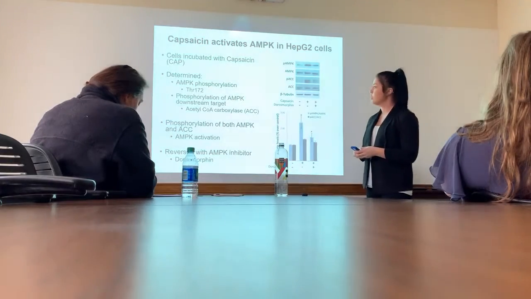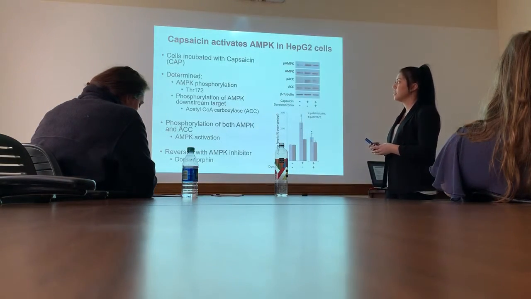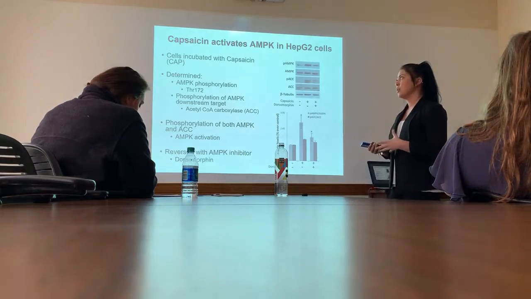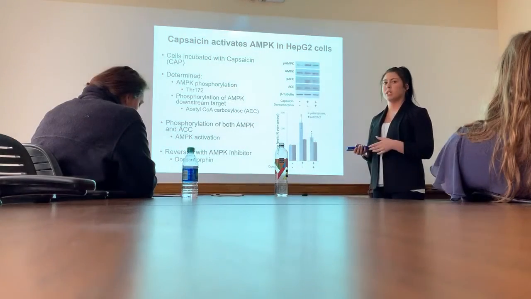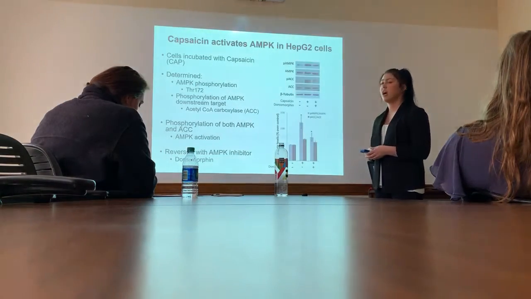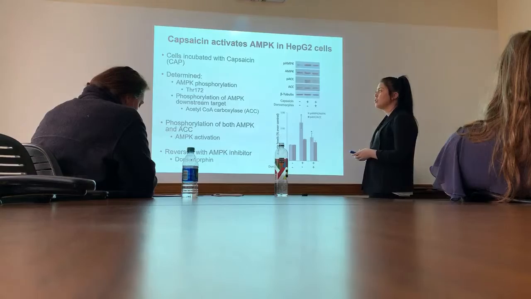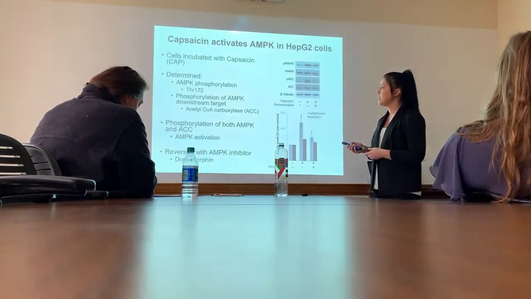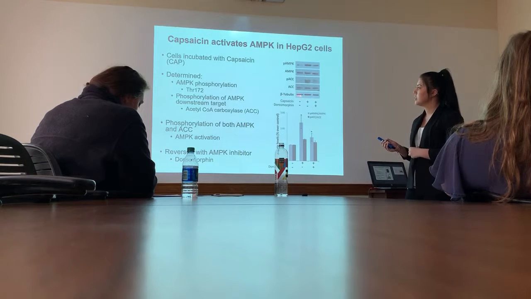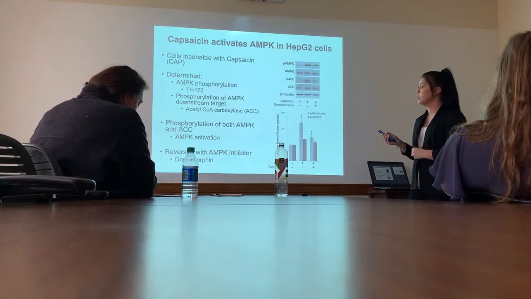So through their Western blot and their techniques and information, they were able to see that capsaicin does activate the AMPK in HepG2 cells. The cells that they used were incubated with capsaicin for a certain amount of time. And then they were able to determine that AMPK phosphorylation did occur at threonine 172, and phosphorylation of the downstream target, ACC, also did occur. Within this Western blot, they used beta tubulin as the standard, and when neither was present, this was the result. Then once they used capsaicin with those incubated cells, you can see that there was phosphorylation.